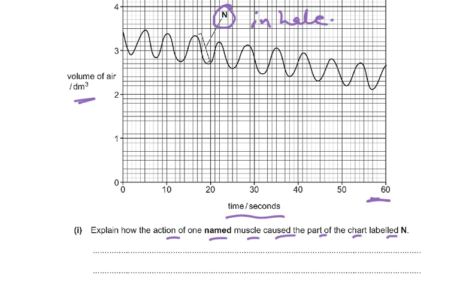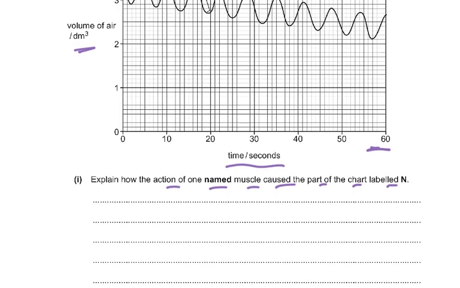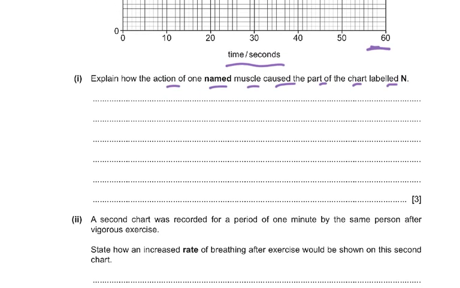So if it is inhale, explain how the action of one named muscle causes the part labeled N. First of all, we've got to give it for inhalation. So in inhalation, what is going to happen? Diaphragm muscle and the external intercostal muscles contract. The diaphragm becomes flattened, ribs move up and out. So there's increase in volume and decrease in pressure of the thorax, and air is breathed into the lungs, or we say inhale, and the upper box falls and the pen moves down. So this is what you have to gather from the first part of the question. In order to get your 3 marks, you have to give me all those points.